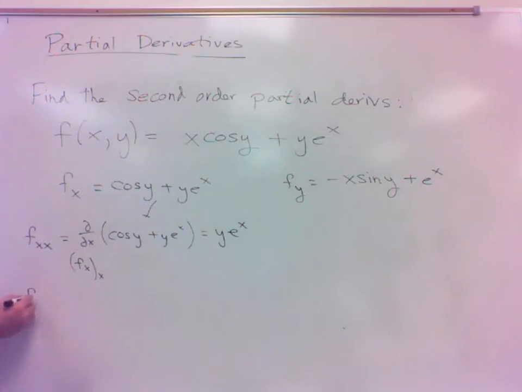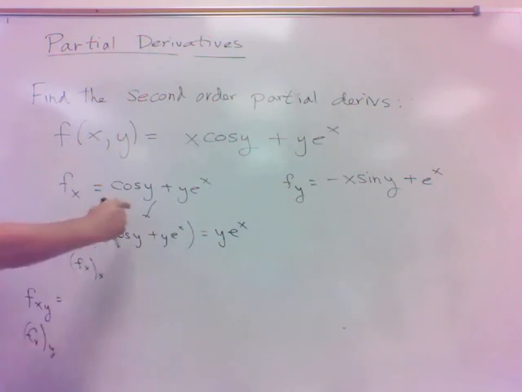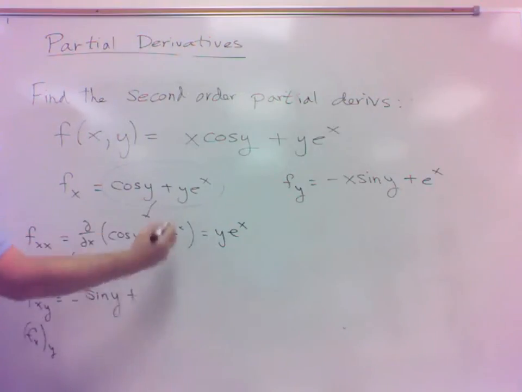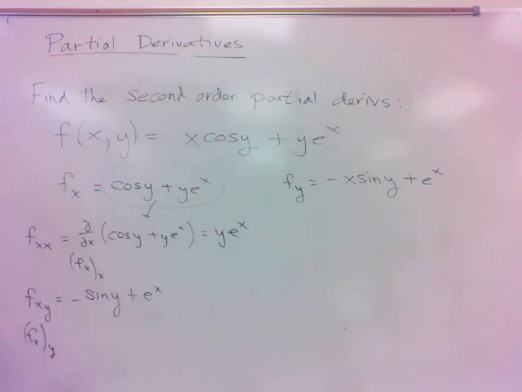All right, what about the partial with respect to x, y? Well, again, we're doing the partial with respect to x first, and then we'll do the partial with respect to y of that. And so, again, we're using this one, right? But now we're doing the partial with respect to y of that. And so this is no longer just a constant, right? It's negative sine of y plus e to the x. Okay.